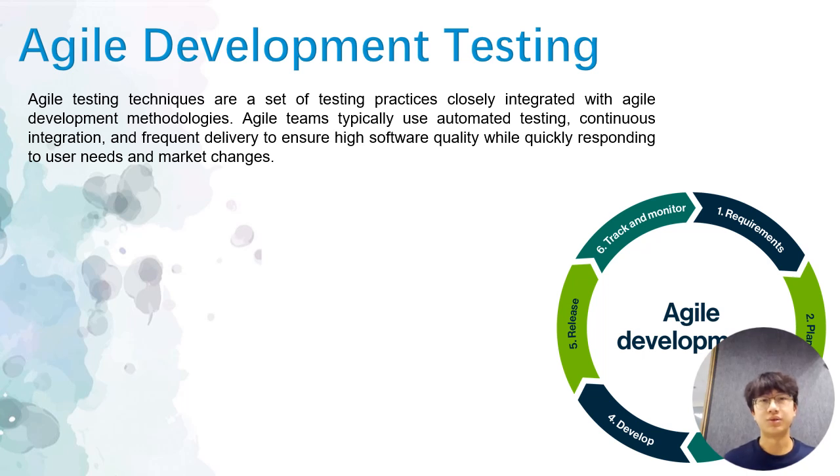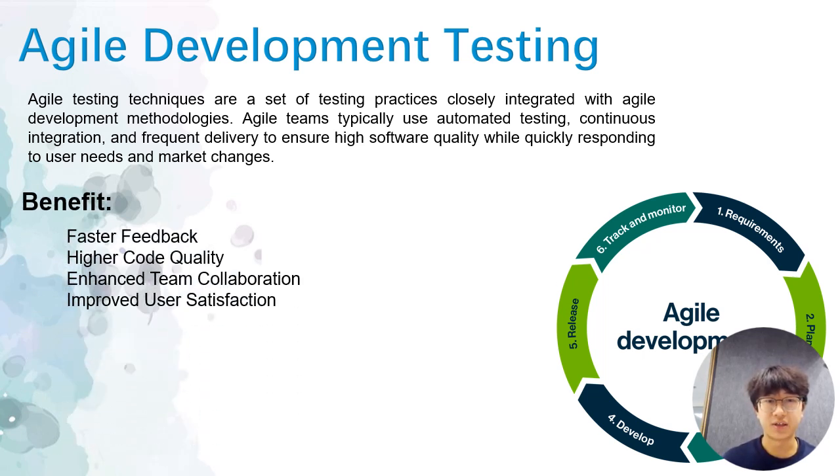First, I will introduce agile development testing. It is a set of testing practices closely integrated with agile development methodologies. Agile teams typically use automated testing, continuous integration, and frequent delivery to ensure high software quality while quickly responding to user needs and market changes. So this method has some benefits.